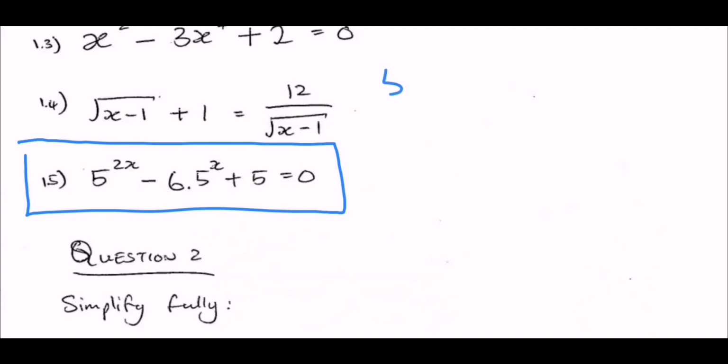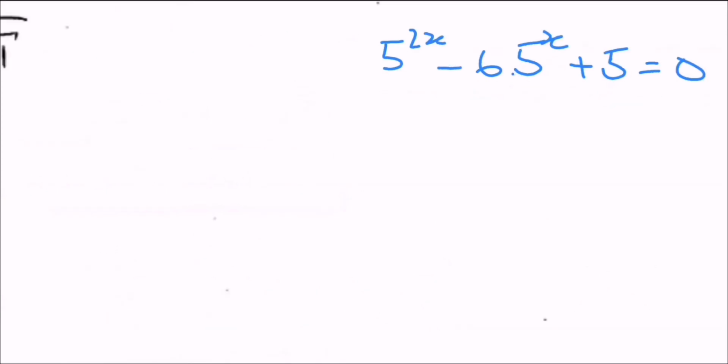So question 1.5, our last equation that we need to solve for today. 5 to the power of 2x minus 6 times 5 to the power of x plus 5 is equal to 0. We need to solve for x. Help me solve x for this expression. Can't you let 5 to the power of x equal to k?